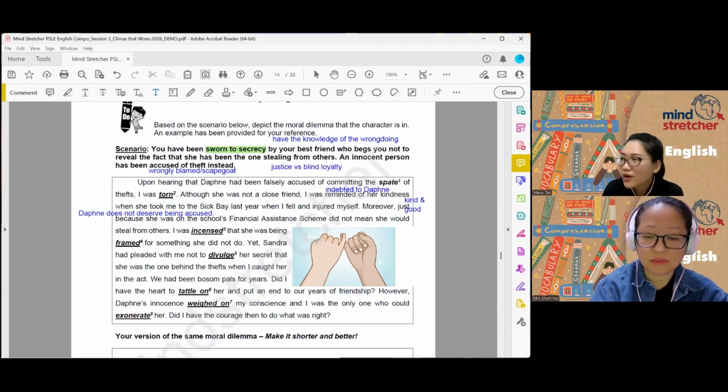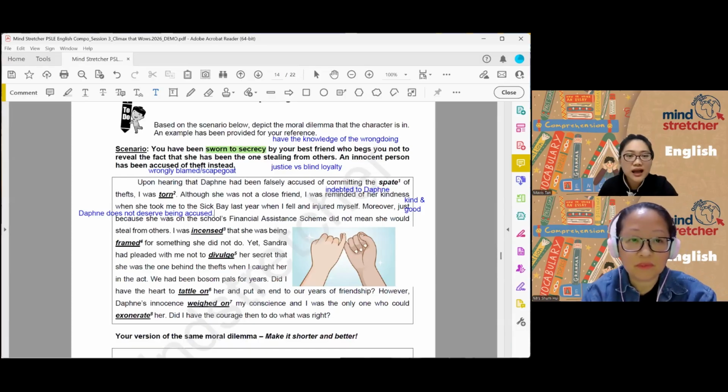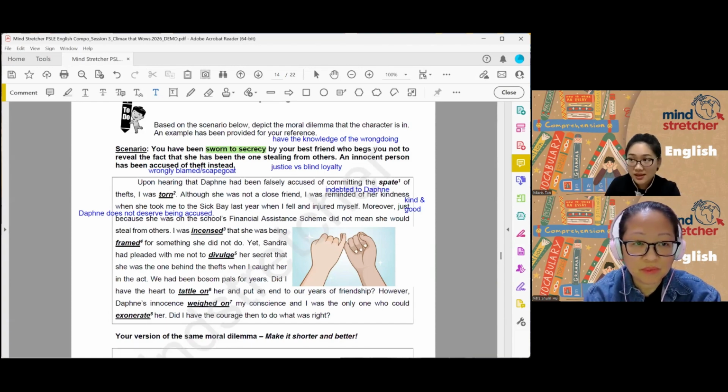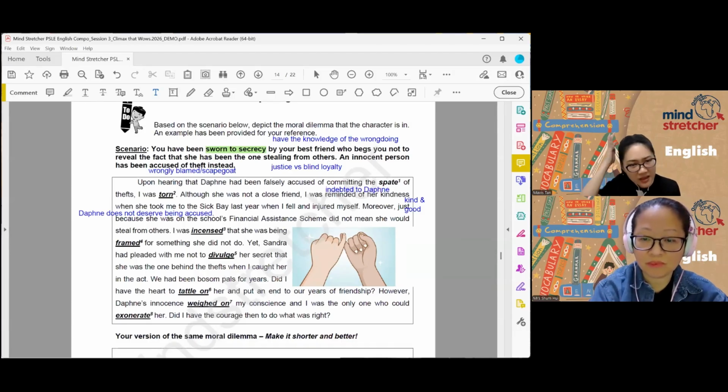I was incensed. Incensed, very good. Okay, so incensed is telling. It's a telling word. Just now Mr. Shah was telling them you cannot show in every single sentence because there'll be readers' fatigue. So when you're not showing and you're doing telling, tell using a vivid verb or a vivid adjective. Can? So instead of saying I was angry, you can say I was incensed, very angry. That she was being framed for something she did not do. Yet, Sarah had pleaded with me not to divulge her secret that she was the one behind the thefts when I caught her in the act. Okay? This incensed is also indignance, okay? I was indignant, I was incensed.